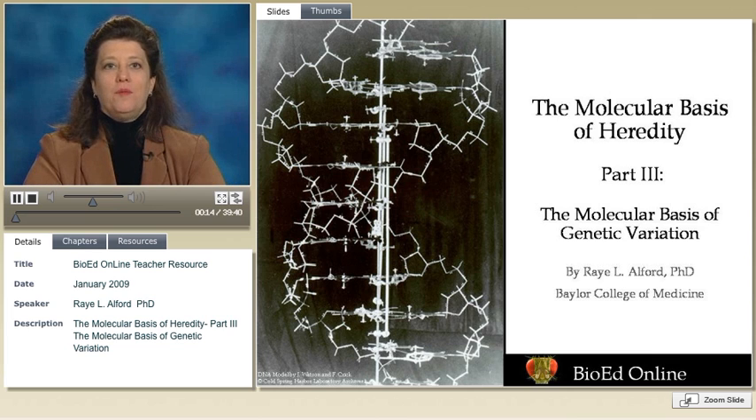In this slide set, we will explore the molecular basis of genetic variation, including mechanisms and types of DNA sequence variations, the importance of DNA sequence variations, and the patterns of inheritance of genetic disorders.